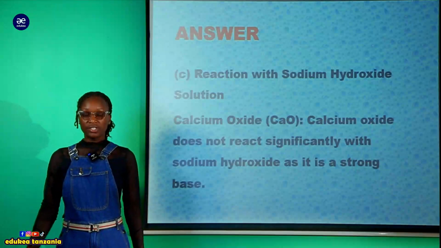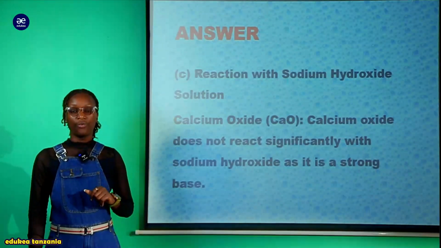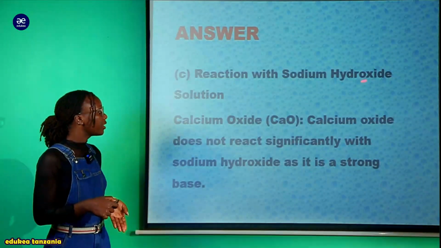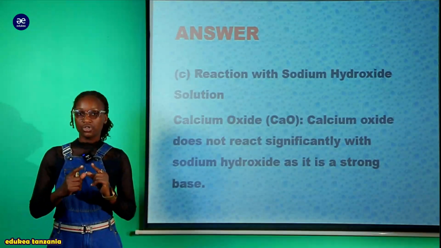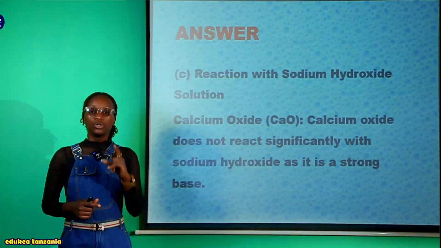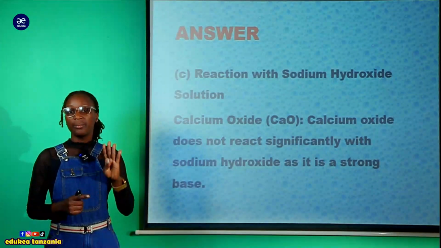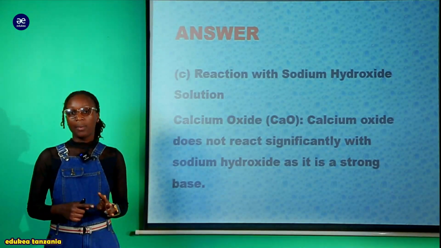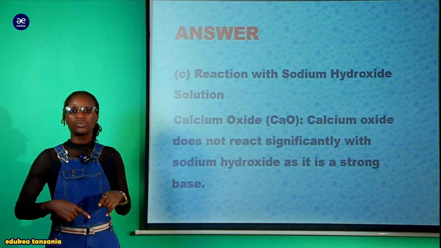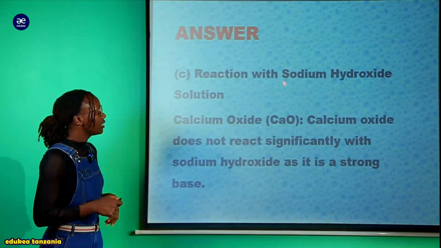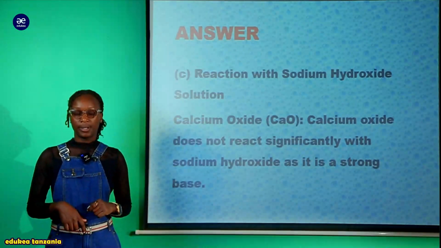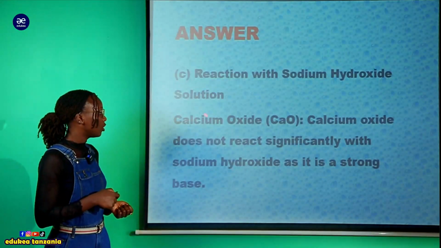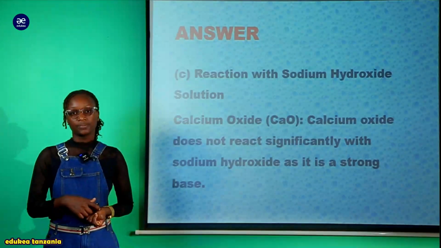Now let us see part C of our question. In part C of our question, we are given the sodium hydroxide solution. Hii ni strong base, so we are required to react it with those given metal oxides ambazo zilikuwa ni 4. Tumepewa metal oxide 4, kwa hiyo tunatakiwa tuzireactishe with this sodium hydroxide solution. Therefore, specifically we have to start with the first metal oxide ambayo ni calcium oxide.